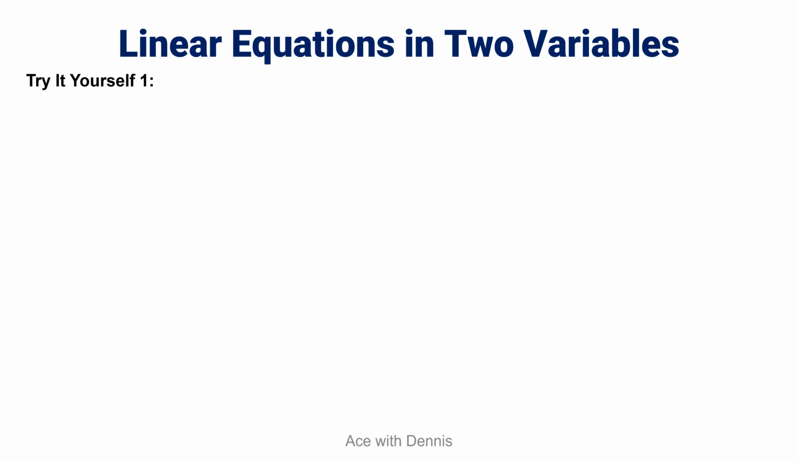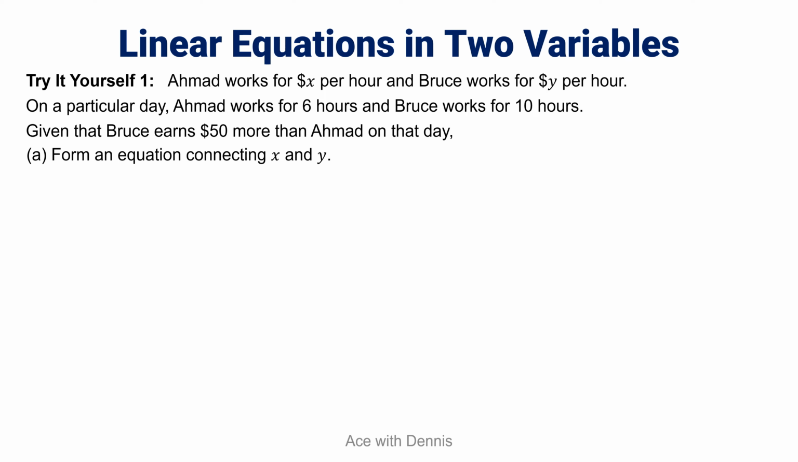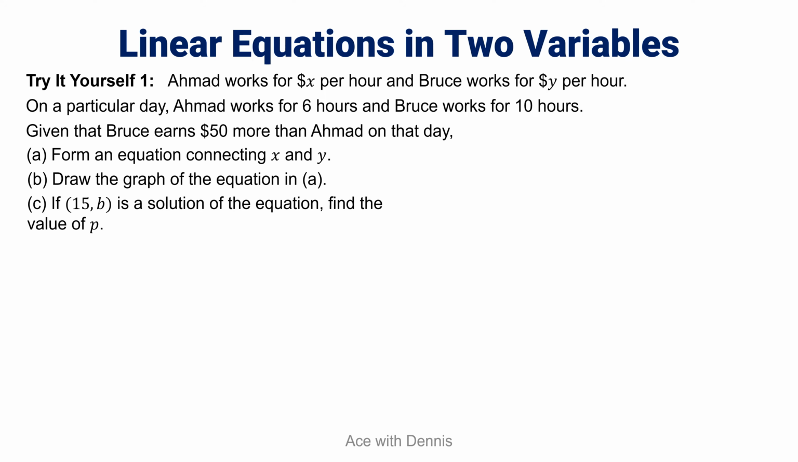Now, let's try it yourself. Number 1. Ahmad works for x dollars per hour and Bruce works for y dollars per hour. On a particular day, Ahmad works for 6 hours and Bruce works for 10 hours. Given that Bruce earns $50 more than Ahmad on that day, A. Form an equation connecting x and y. B. Draw the graph of the equation in part A. C. If (15, p) is a solution of the equation, find the value of p. You can pause the video and try to solve it yourself.